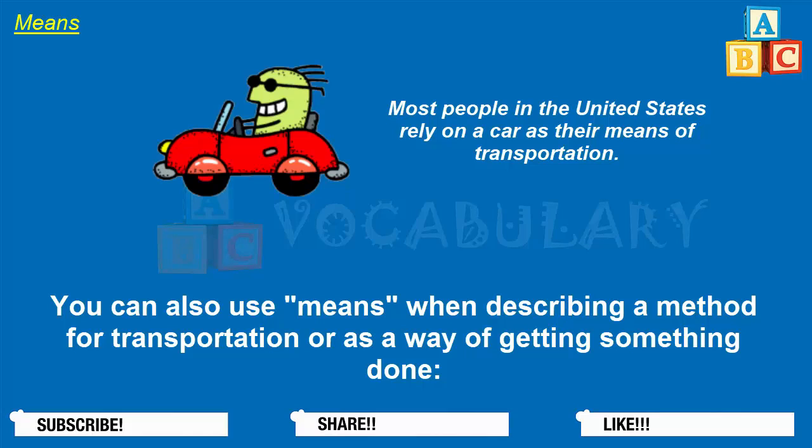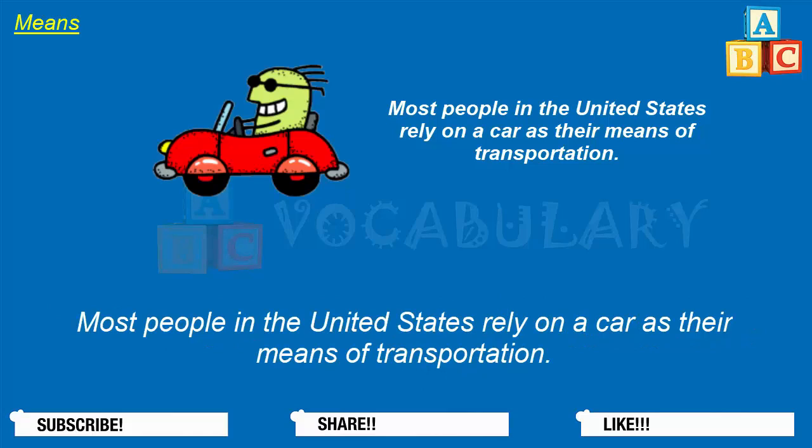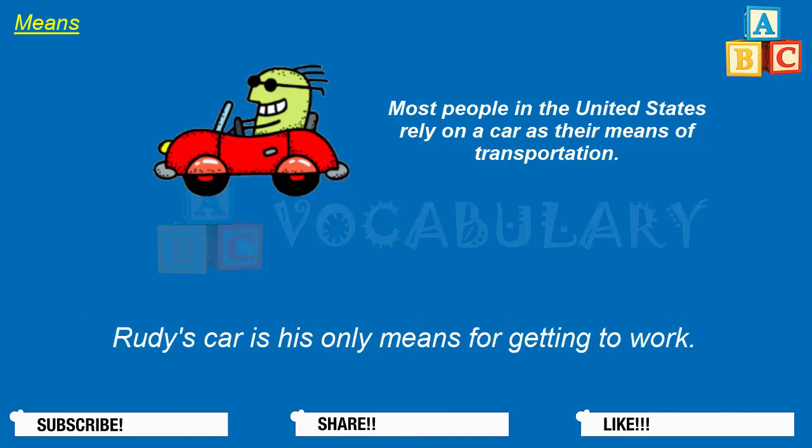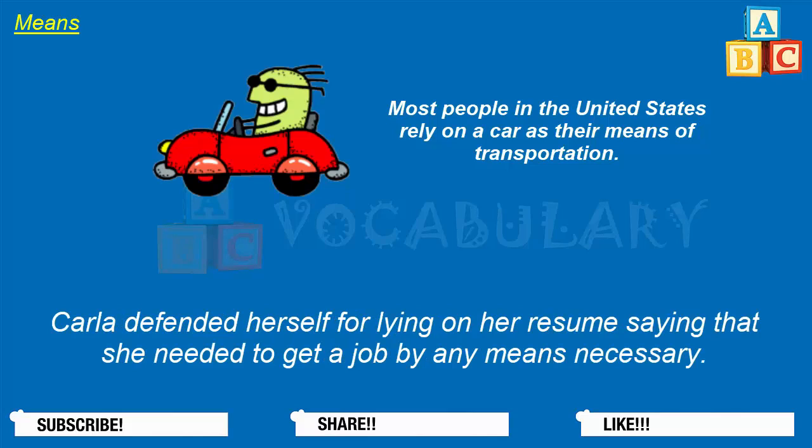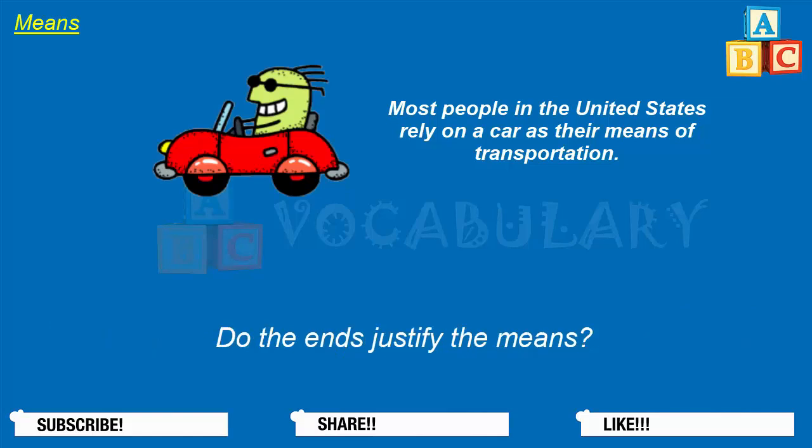You can also use means when describing a method for transportation or as a way of getting something done. Most people in the United States rely on a car as their means of transportation. Rudy's car is his only means for getting to work. In big cities, public transit is a reliable means of transportation. Carla defended herself for lying on her resume, saying that she needed to get a job by any means necessary. Do the ends justify the means?